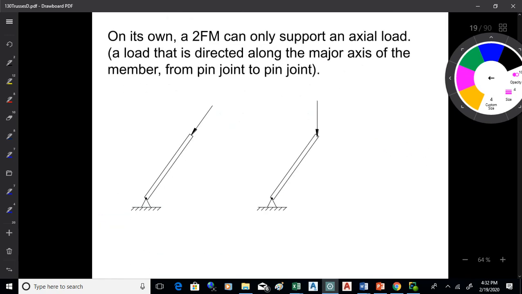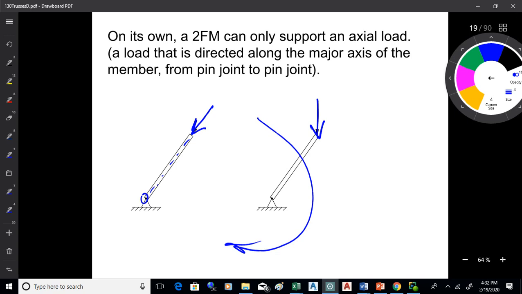All right, now, on its own, a two-force member can only support an axial load, a load that goes from one pin to the other. It can support that load. But if the load doesn't go from one pin to the other, one two-force member can't do much with that because this thing will just start to rotate like that, won't it?